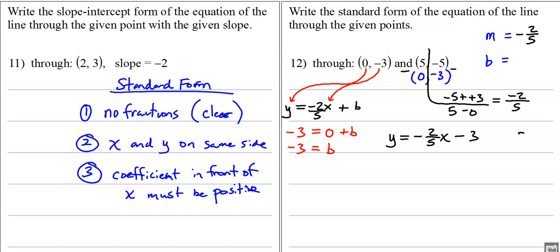But this is slope-intercept form. You always have to start there. You want to start in slope-intercept form. But now we need to tweak it to standard form. So we have to make sure these three things over here happen. So let's knock out the first one. No fractions.